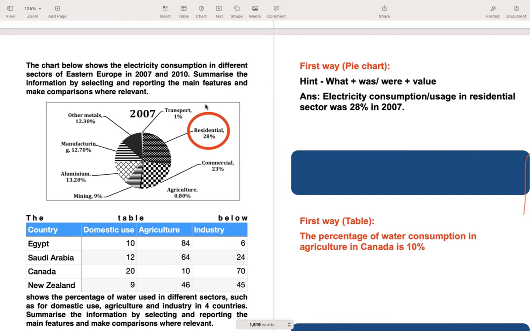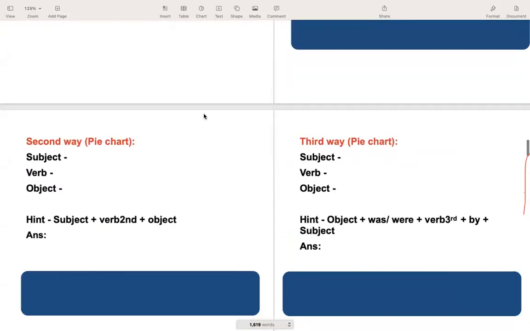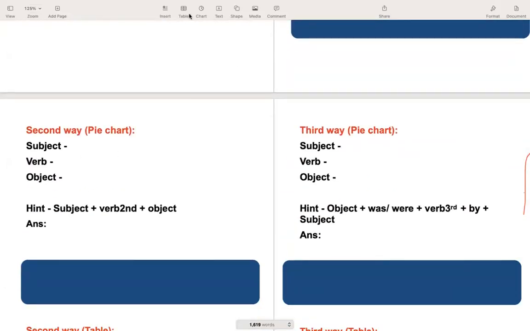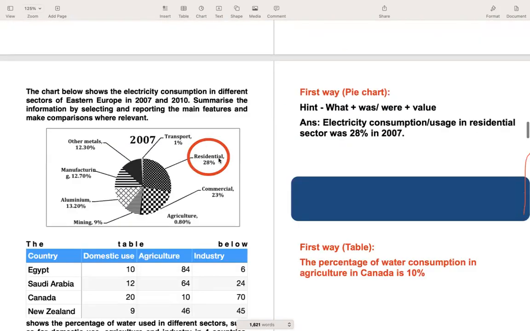Consumption. Usage or consumption. So tell me the verb form now. You're telling me the noun. Consume. Consume or use. Right. And because it's past tense, we'll make it consumed or used. Okay. So that's my verb. Right. Good.